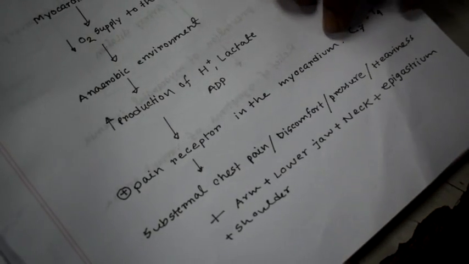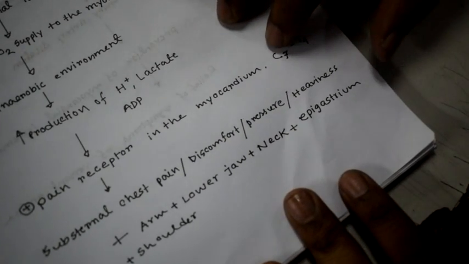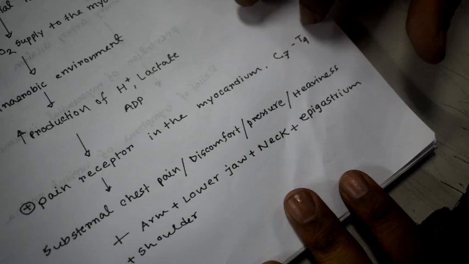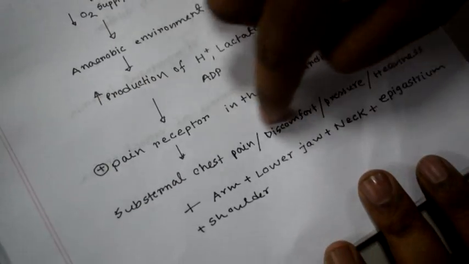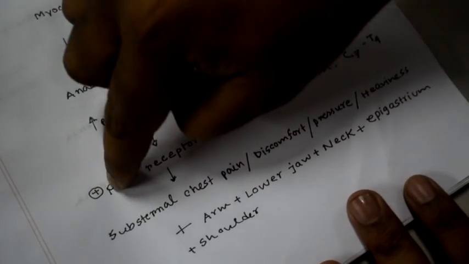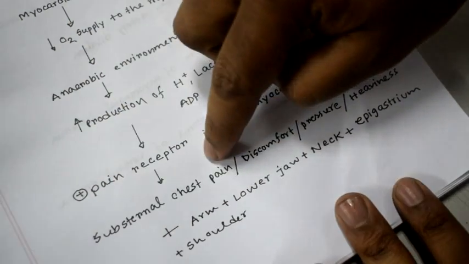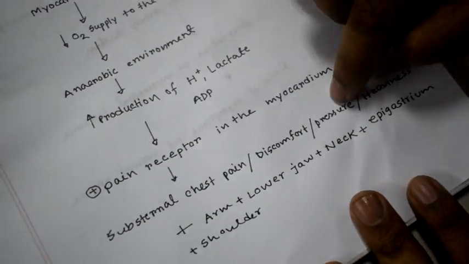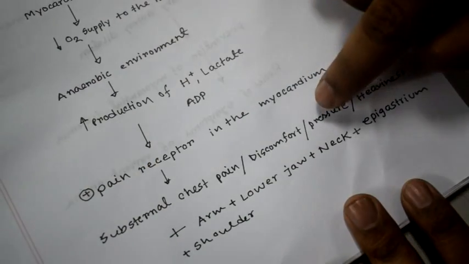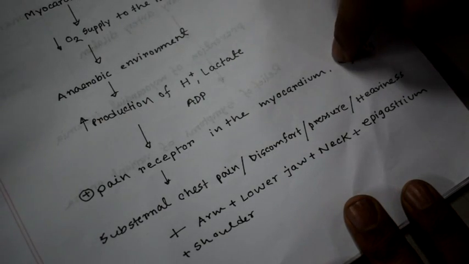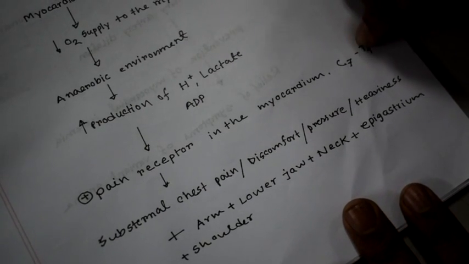This lactic acid and adenosine diphosphate stimulate pain receptors in the myocardium. Myocardium is supplied by cervical 7 to thoracic 4 dermatomes. So when pain fibers around the myocardium are stimulated, there is substernal chest pain, discomfort or pressure-like sensation or heaviness, and this pain can radiate anywhere from cervical 7 up to thoracic 4 dermatome.